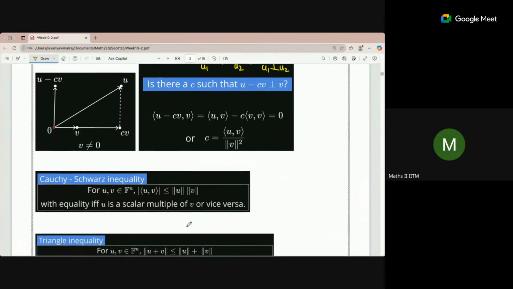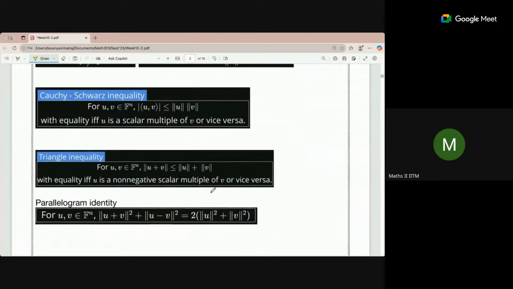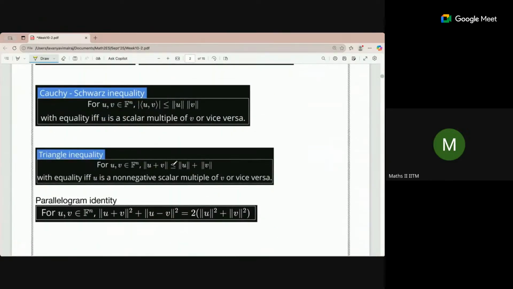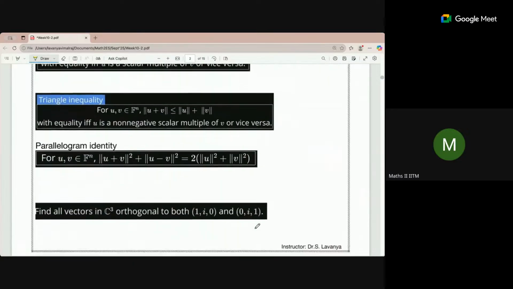Okay, and then we saw the Cauchy-Schwarz inequality, which is the modulus of the inner product of u comma v less than or equal to norm u times norm v. And then you have the triangle inequality, which says that the norm of u plus v is always less than or equal to norm u plus norm v, right? And then you have the parallelogram identity, which says that the norm of u plus v whole square plus the norm of u minus v whole square is equal to 2 times norm u square plus norm v square. Okay, so these are the things we have seen in the previous session.